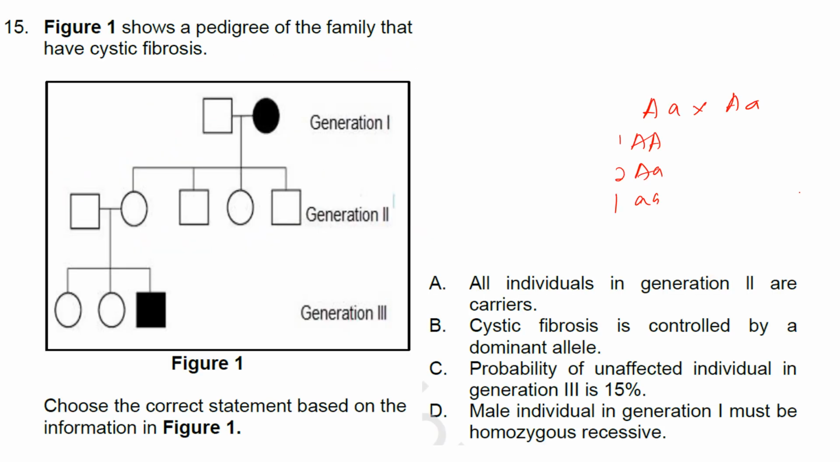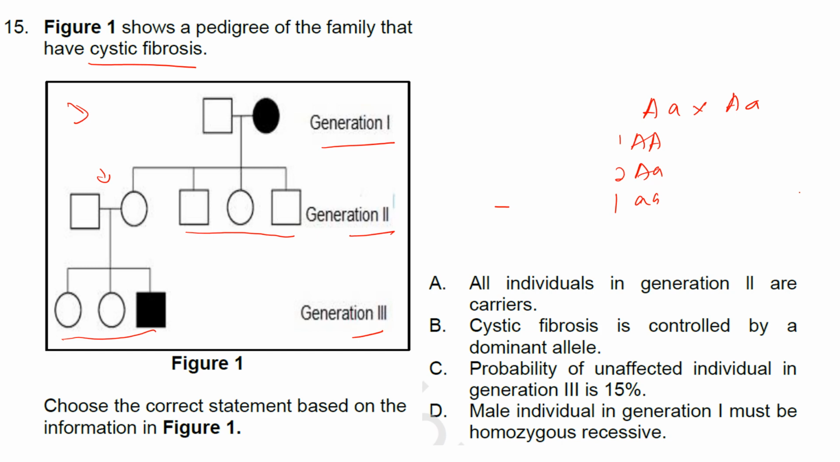Figure 1 shows a pedigree of a family that has cystic fibrosis. So this is a pedigree that shows the inheritance of cystic fibrosis over 3 generations. The first generation are the grandparents. The second generation are the parents, and the uncle and aunts. And the third generation are the grandchildren, the 3 siblings.